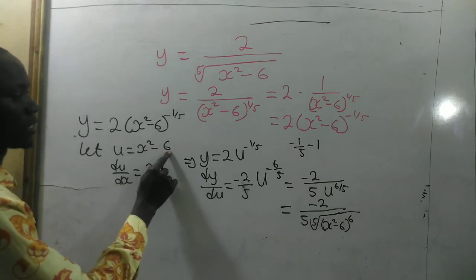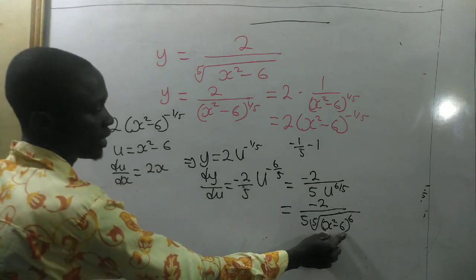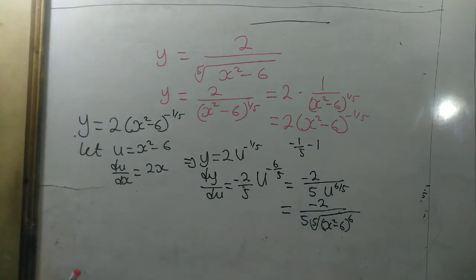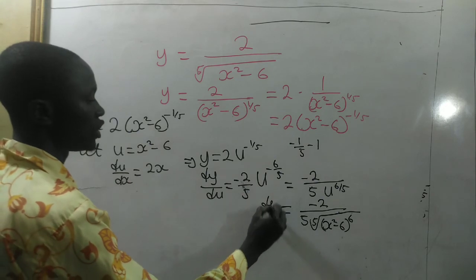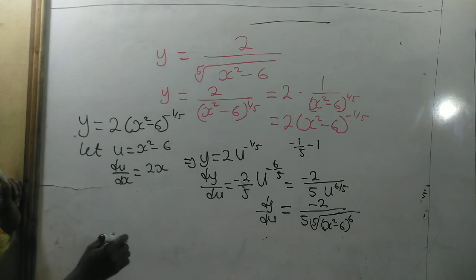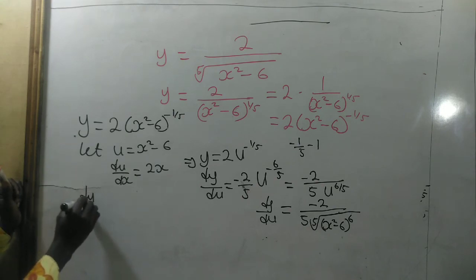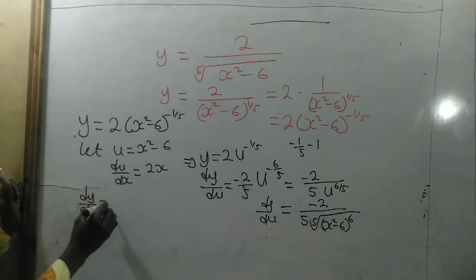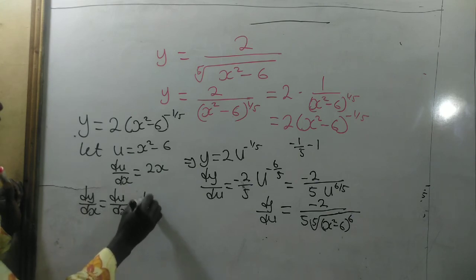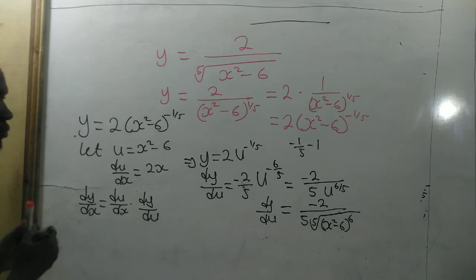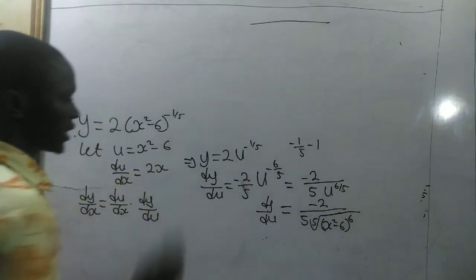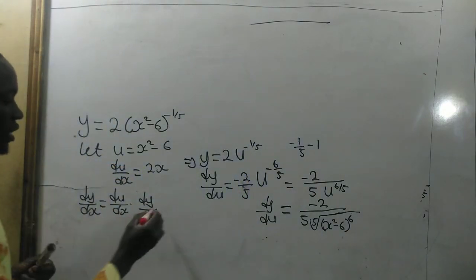u is x squared minus 6. So I've put x squared minus 6 here. And I have to the power 6. So I've brought the power 6 there. Now, that is dy on du. So you have du on dx and you have dy on du. So we can write the derivative of y with respect to x is equal to the derivative of u with respect to x times the derivative of y with respect to u. I have enough space here, so let me put it at the top here.